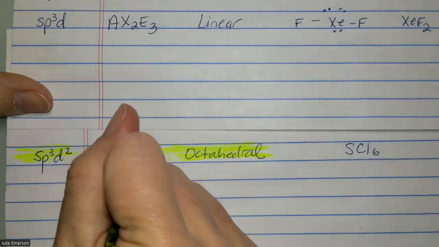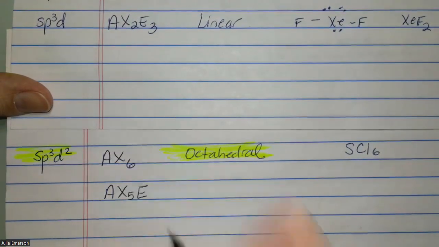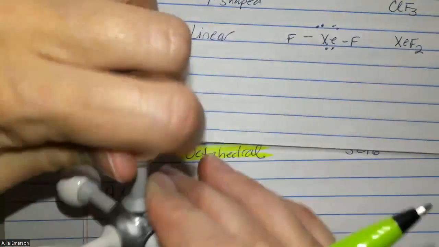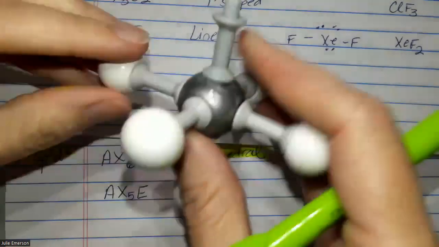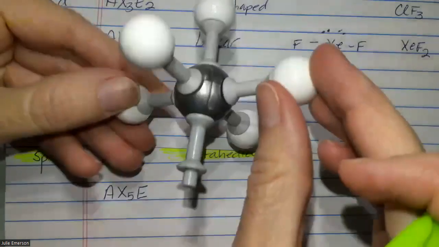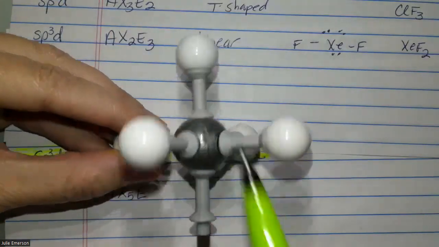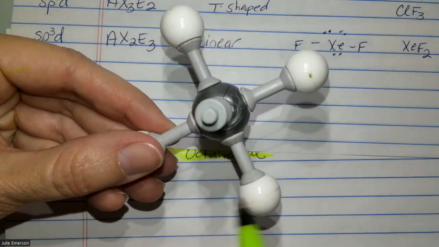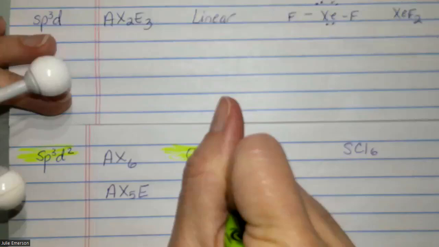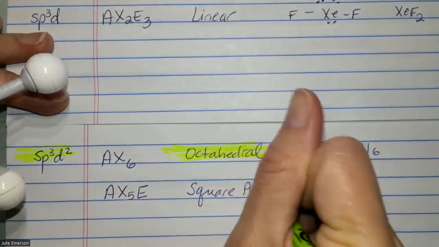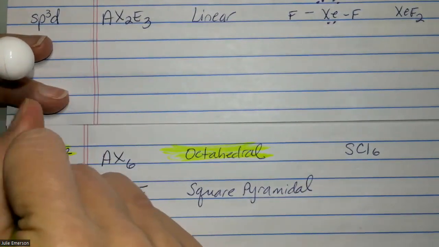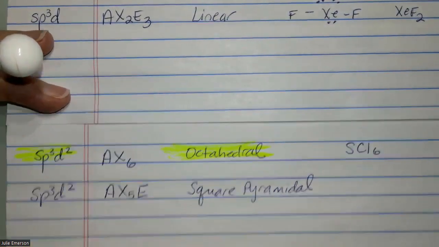All right, if we have AX5E, okay, we've lost one of these. So now one of those is now just a lone pair. This makes sense. If you kind of think about it, maybe this way would be easier. This is a pyramid, but the bottom of it, instead of a triangle, is a square. So it makes sense, although this would be given to you, that that's why it's called square pyramidal. All right, and again, 5 plus 1, it's still sp3d2, total of 6 spots.